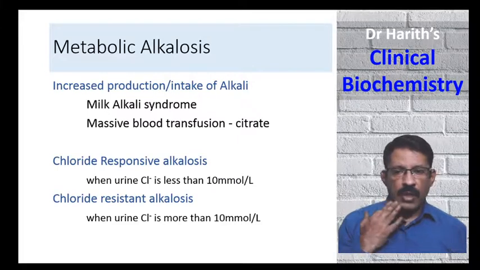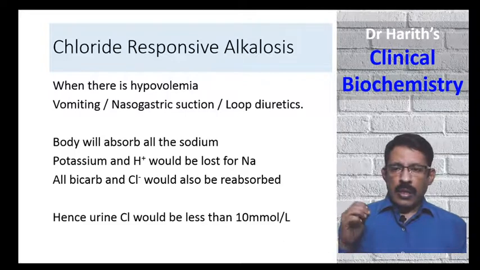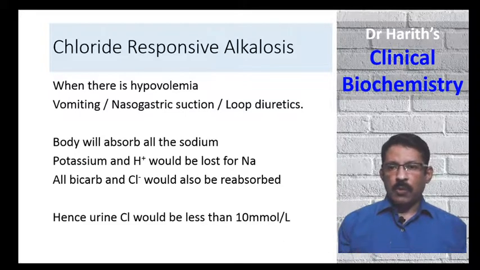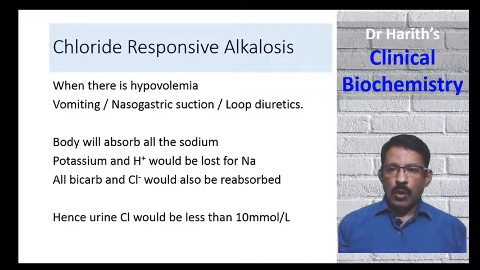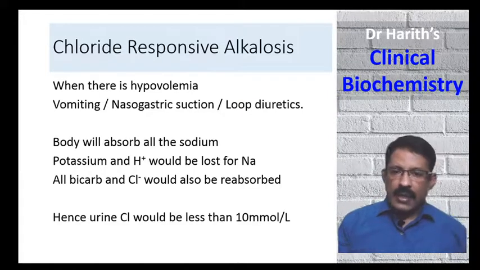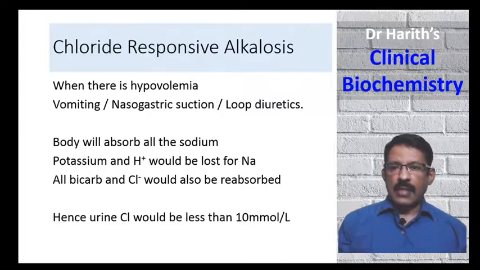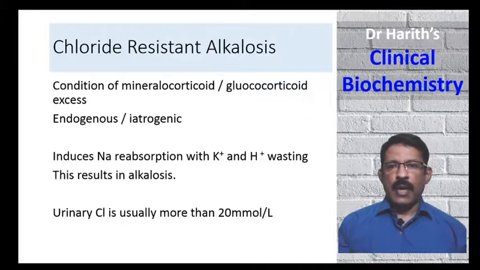This is a distinction which we understand by measuring the urinary chloride levels. Now, when there is hypovolemia which occurs because of prolonged vomiting or nasogastric suction which is seen in intestinal obstruction, or when people are given loop diuretics, there is a decrease in the blood volume. The body will reabsorb all the sodium. Potassium and hydrogen ions will be lost for the reabsorbed sodium. Bicarbonates and chlorides will also get reabsorbed. So, here you will find that the urinary chloride is less than 10 millimoles per liter. This is a classical example of chloride responsive alkalosis.